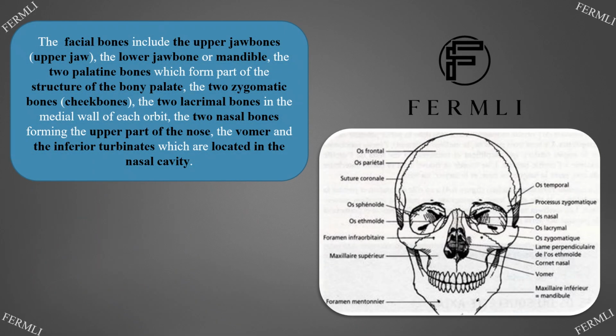The facial bones include the upper jawbones, upper jaw, the lower jawbone or mandible, the 2 palatine bones which form part of the structure of the bony palate, the 2 zygomatic bones, cheekbones, the 2 lacrimal bones in the medial wall of each orbit, the 2 nasal bones forming the upper part of the nose, the vomer and the inferior turbinates, which are located in the nasal cavity.